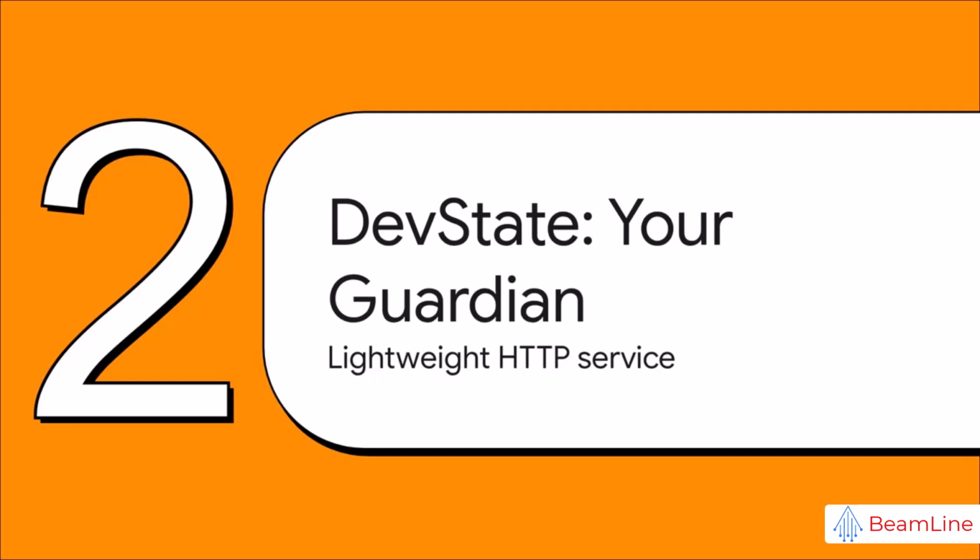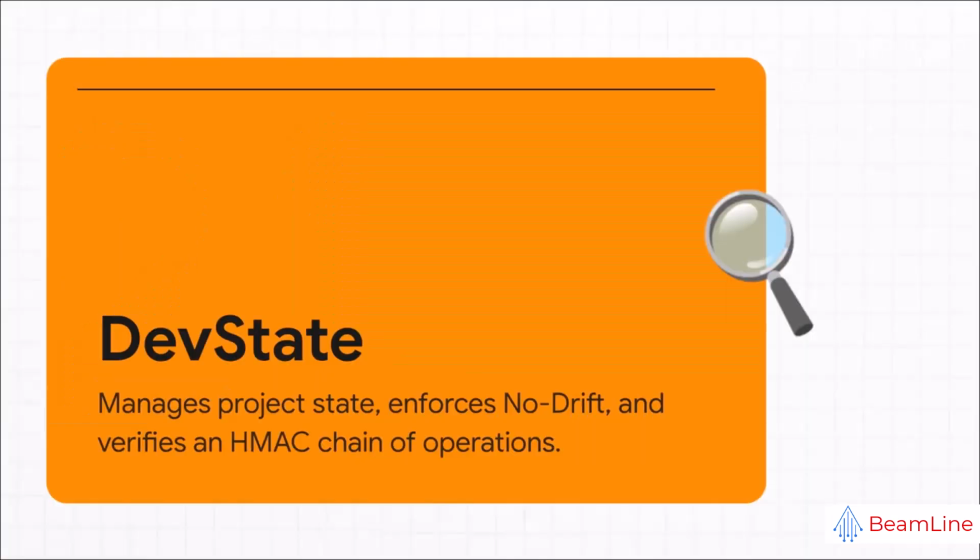Well, this is where DevState comes in to save the day. Think of it as this purpose-built, super lightweight HTTP service that's designed to be the one and only central authority for your project's state. Its whole job is to get rid of that drift once and for all. So what exactly is DevState? Okay, let's break it down.